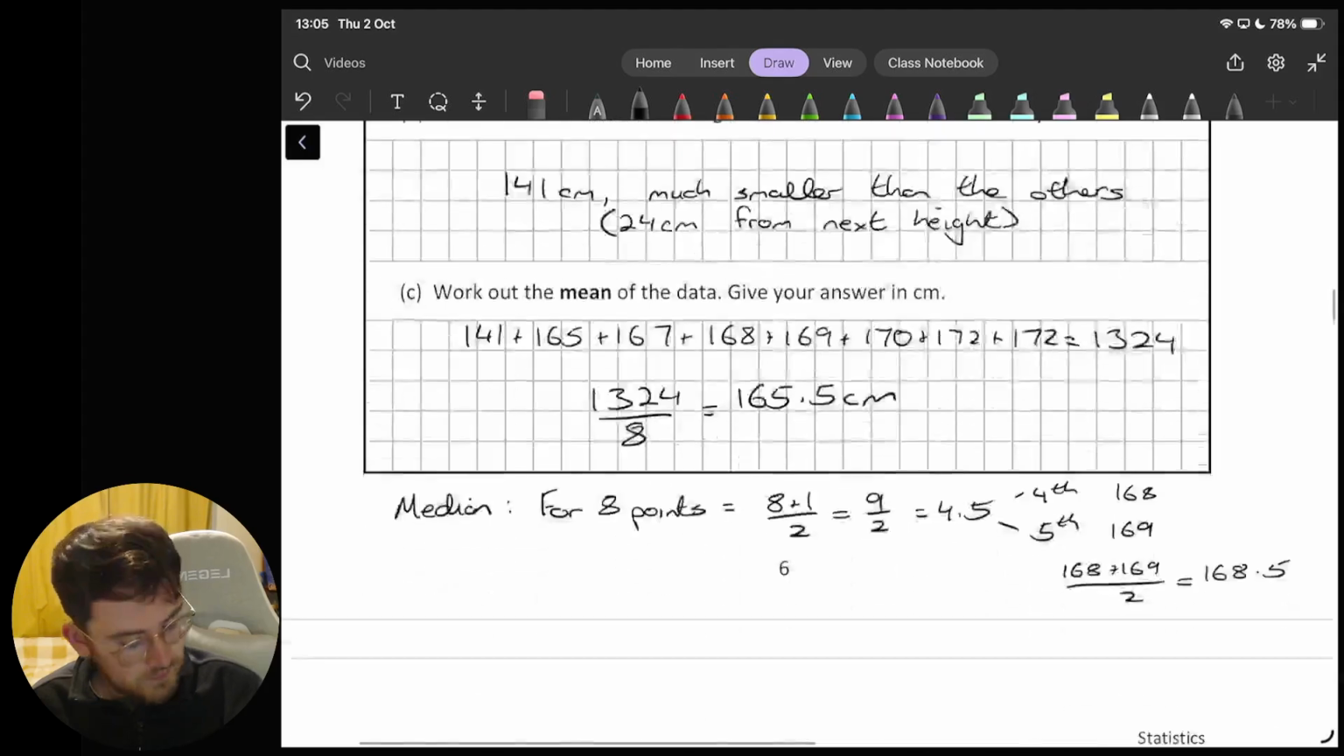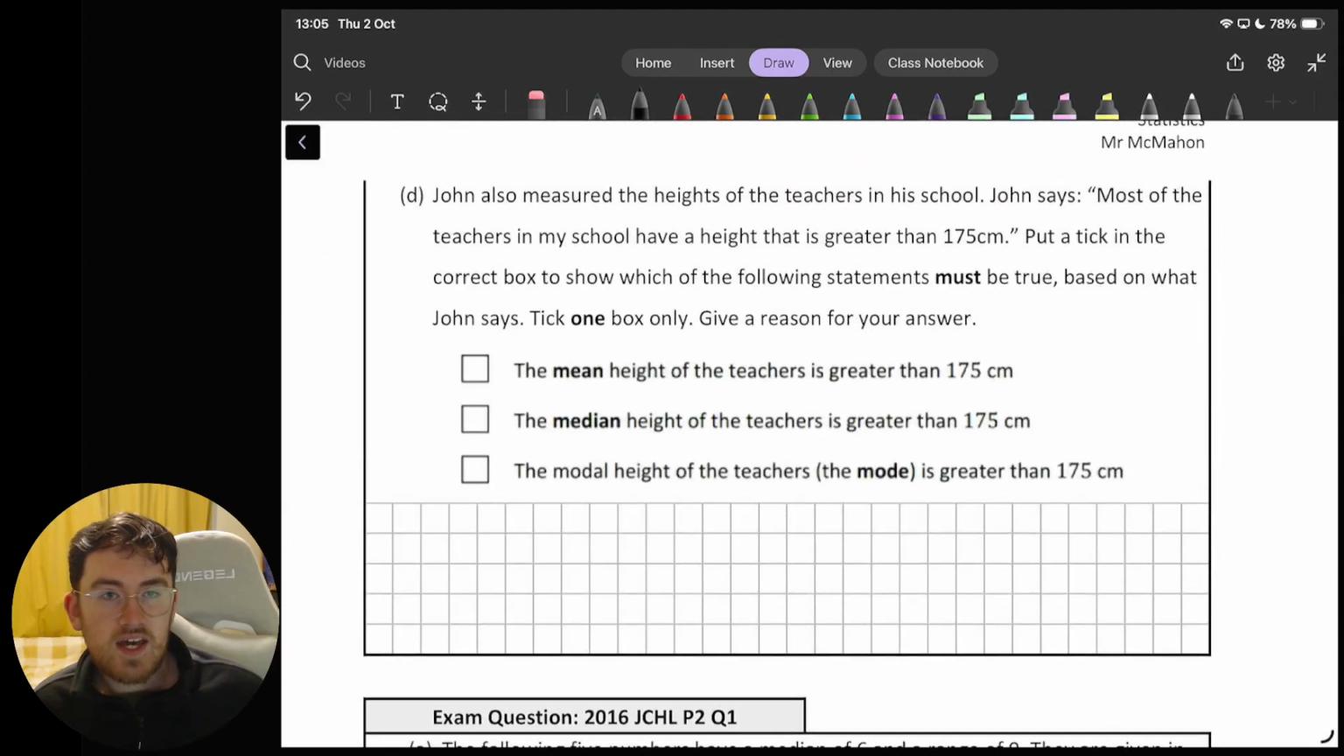The last part then, John also measured the heights of the teachers in the school, and he said most of the teachers in my school have a height that is greater than 175. Put a tick in the correct box to show which of the following statements must be true based on what John says. Tick one box only and give a reason for your answer. So he says most of the teachers have a height that is greater than 175. So that could mean that the mean height of the teachers is greater than 175, that the median height of the teachers is greater than 175, or that the modal height of the teachers is greater than 175.